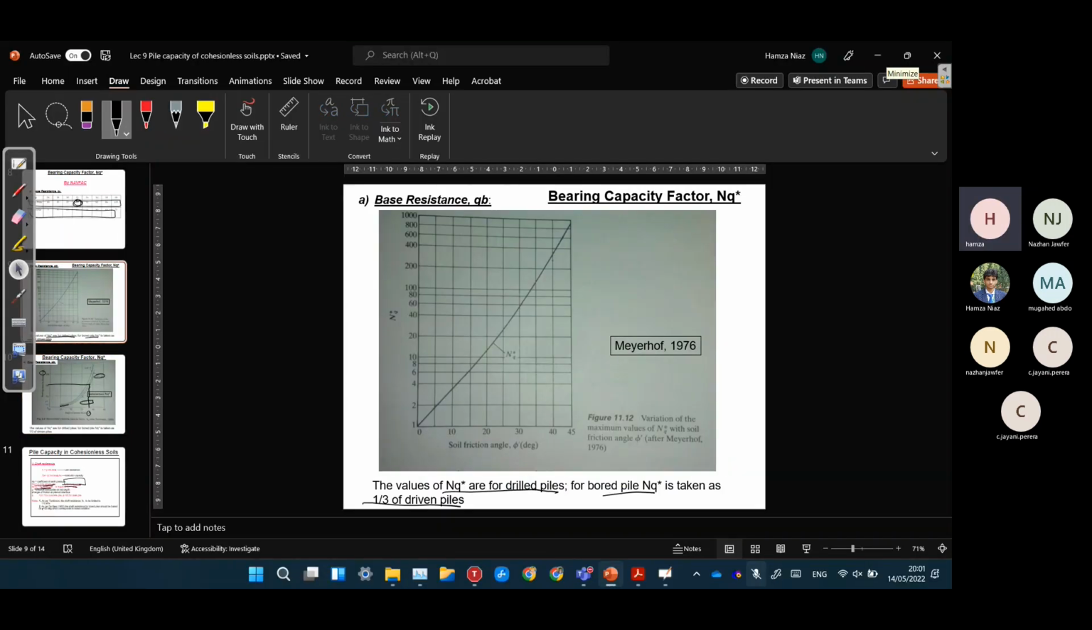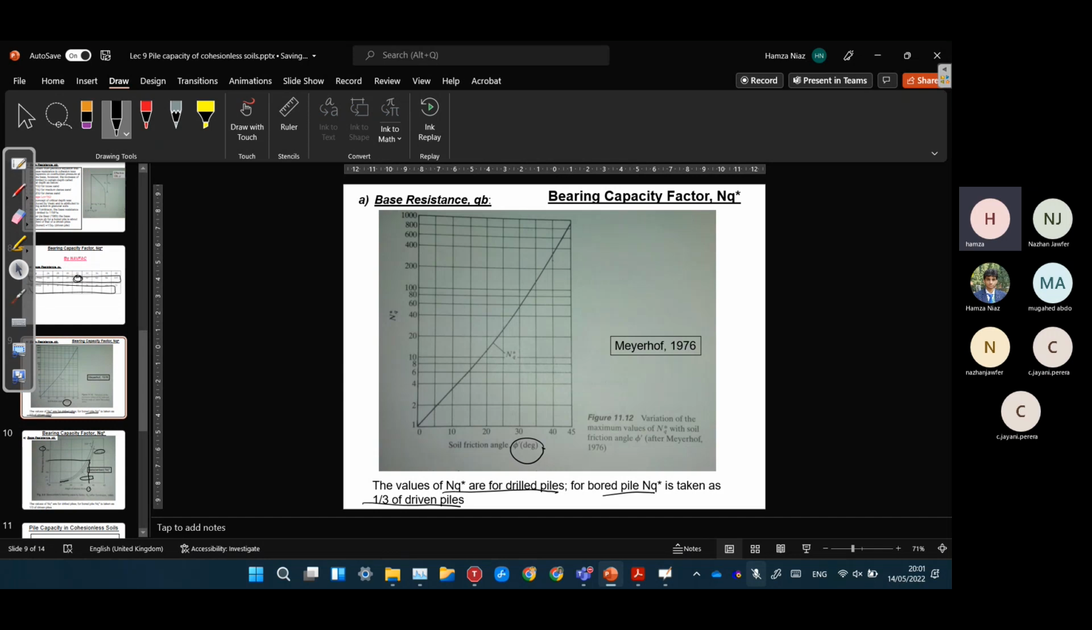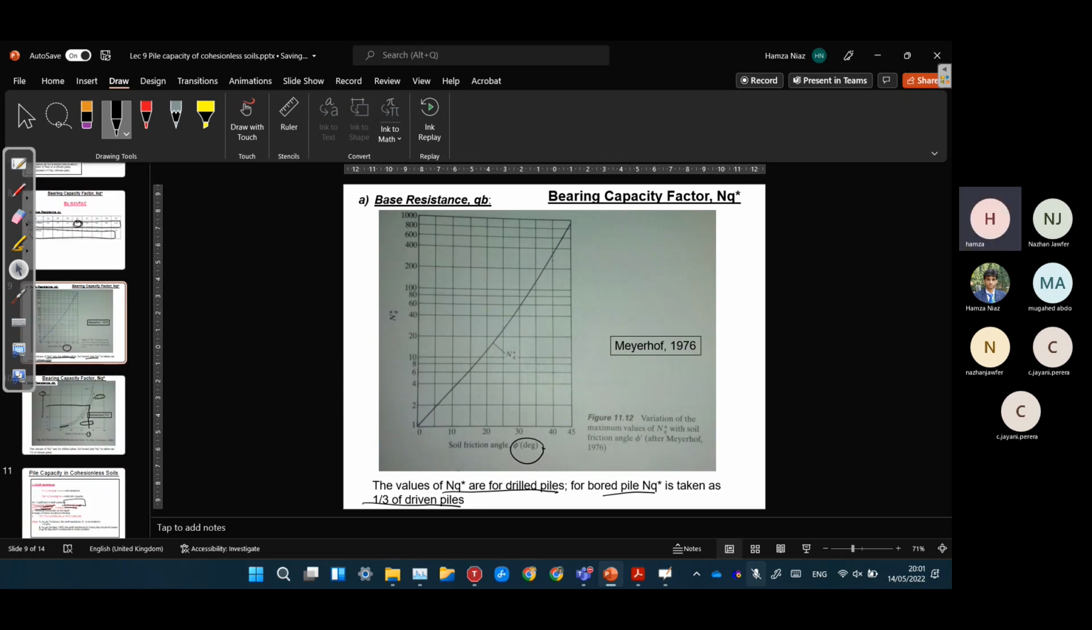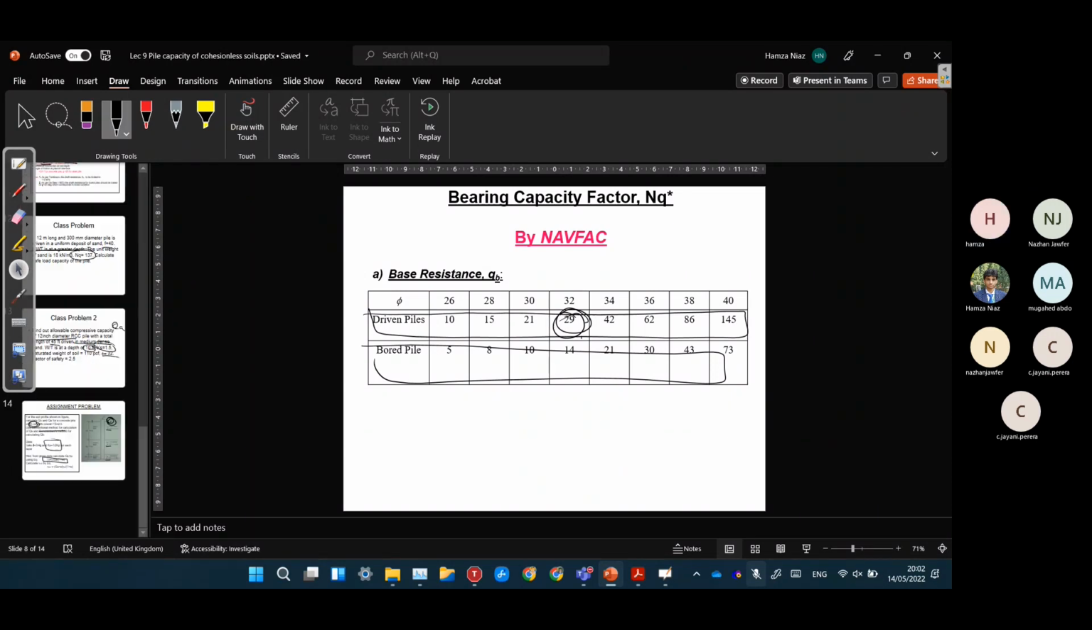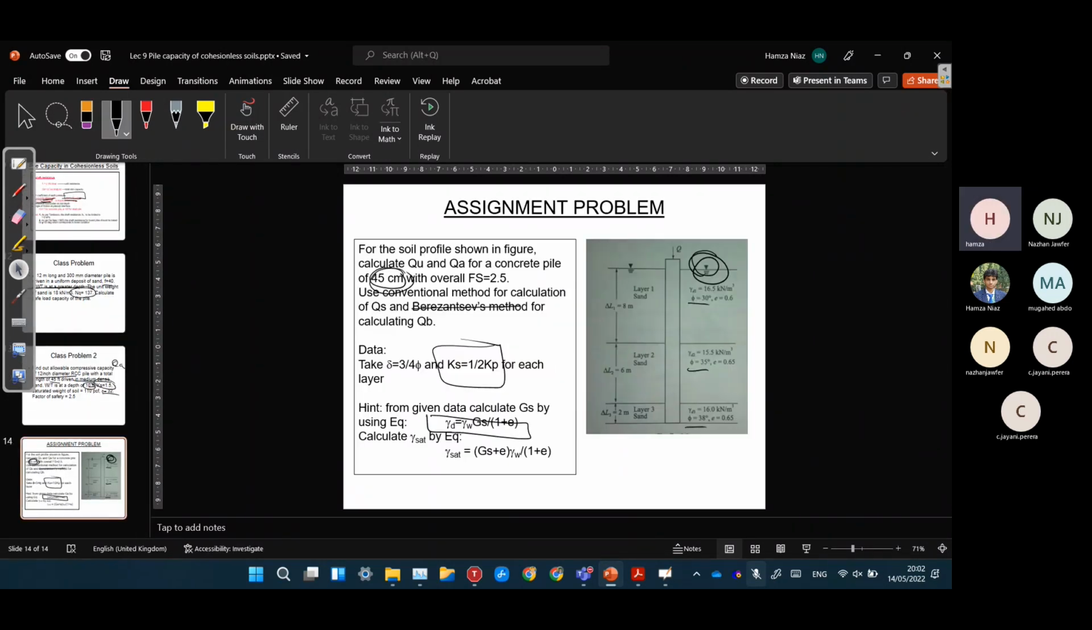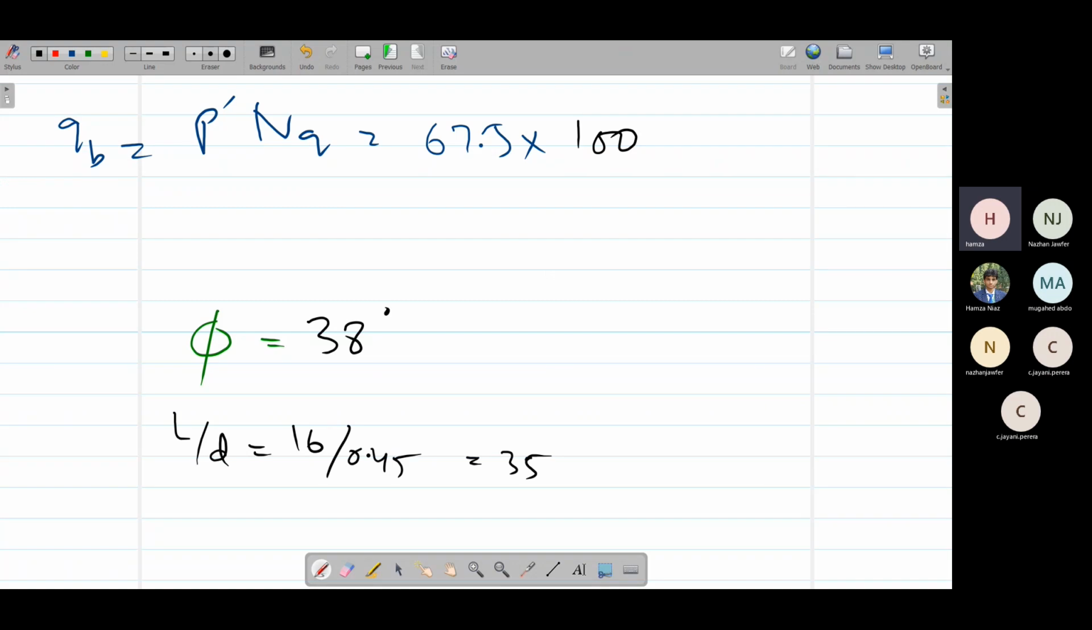For the above method, it is again the same. If we know this phi value, you can simply get this NQ value. This is simpler, no L by D ratio required in this question. And third, we can use the phi tables. For phi values, we can get the NQ values. Alright, so this way we can get these QB values.